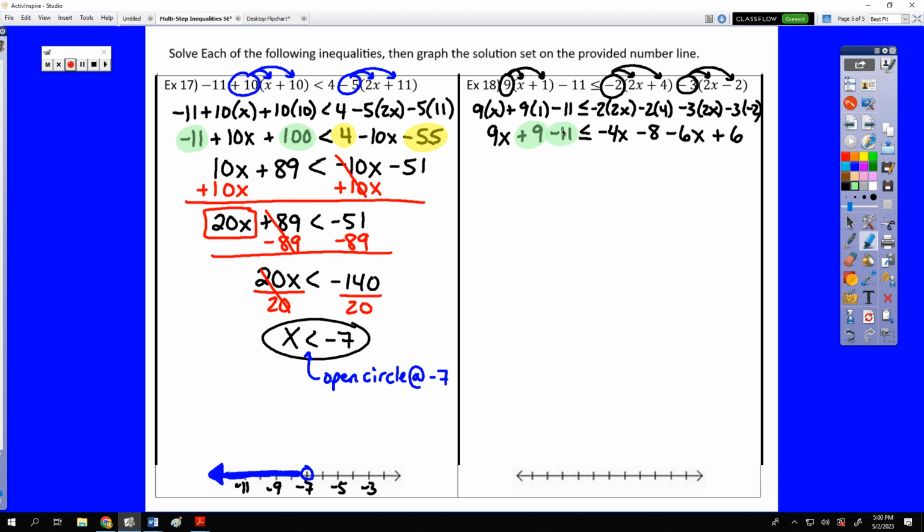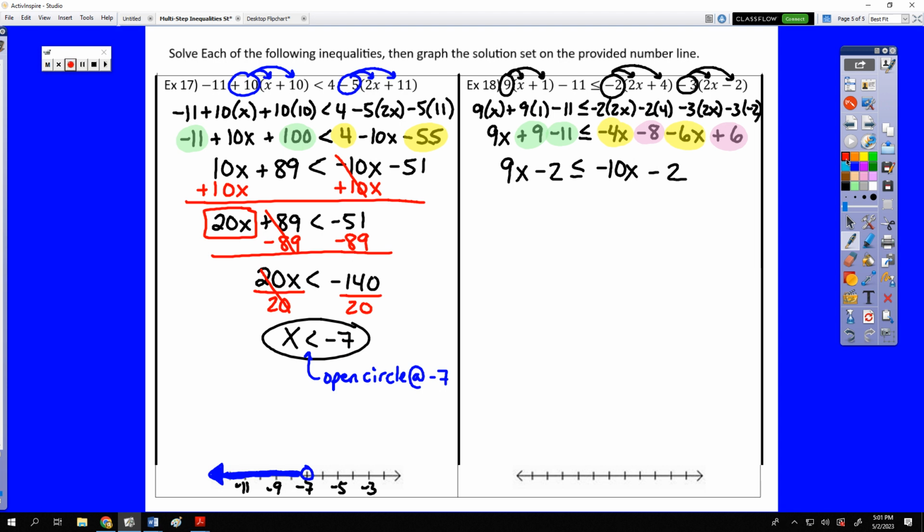On the left side, we have two numbers, so we're going to combine those to get negative 2. 9 minus 11 is negative 2. Just bring that 9x down. That does not change. On the right side, we have a pair of x's, a negative 4x and a negative 6x. We combine those to get negative 10x. And we have a pair of numbers. Negative 8 plus 6 is negative 2. That takes care of the combine step.